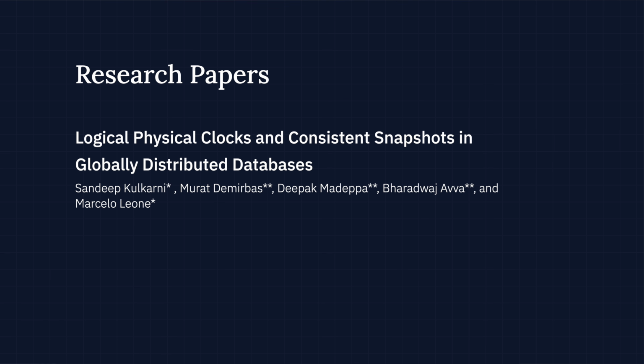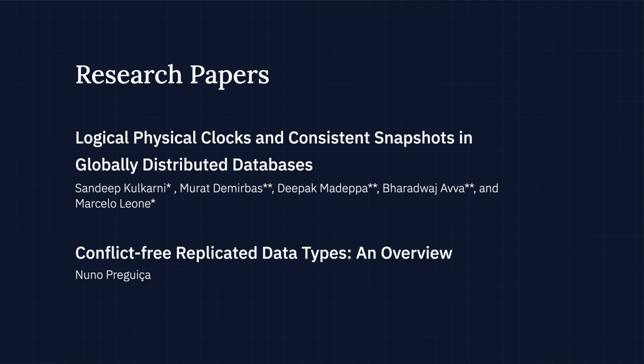If you're on your way to implement CRDTs, these are 2 research papers I can recommend that are short but detailed and practical. Logical physical clocks and consistent snapshots in globally distributed databases at cse.buffalo.edu, and conflict-free replicated data types, an overview, at archive.org. Both are linked in the description.